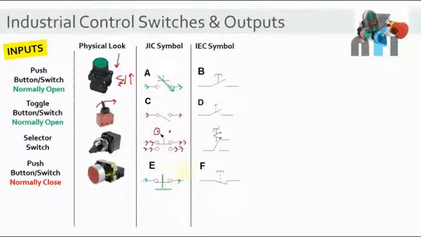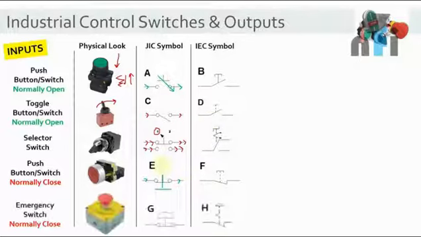Very easy to understand. Okay, and then you have the emergency switch, which is normally closed. This is a general representation. It is also called a mushroom head, so you have a different representation at the top, but it's almost similar to an NC switch. The function is the same.